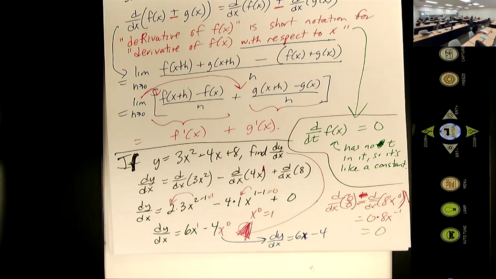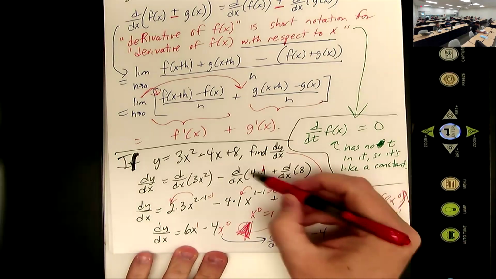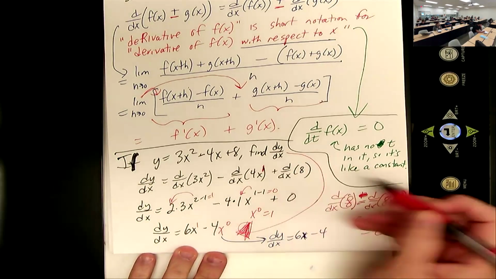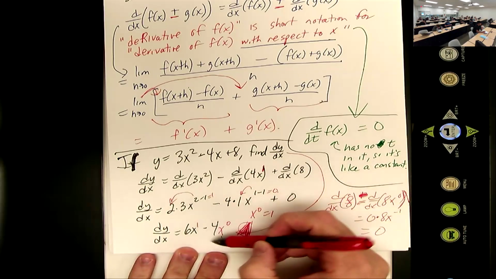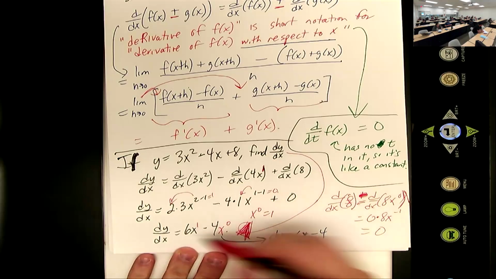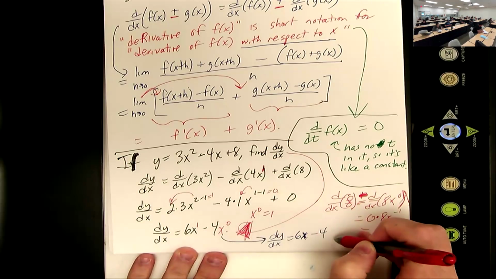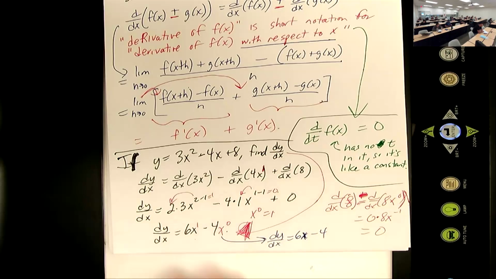There's a question during break, like what happened between here and here? So I pointed out that this has an invisible 1 on it. And so what we're doing is we subtract the power. So we technically have x to the 0 here and x to the 1 there, but x to the 0 is 1. And that's how we get 6x minus 4.